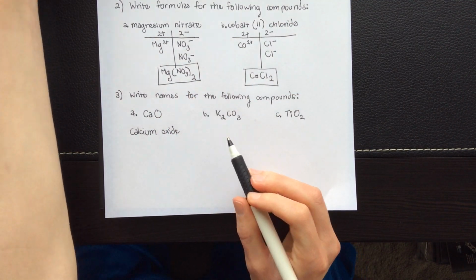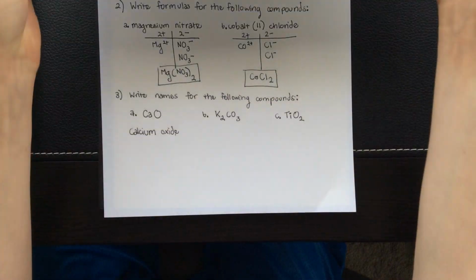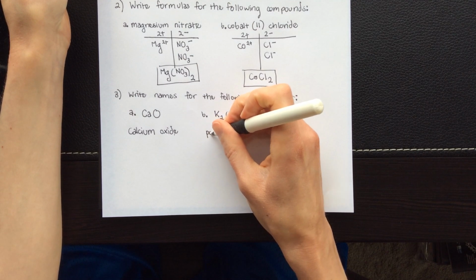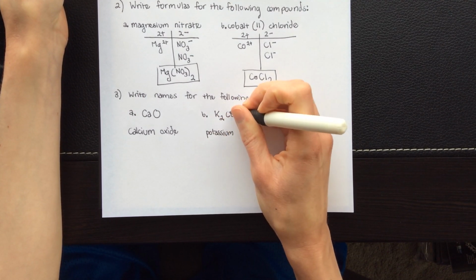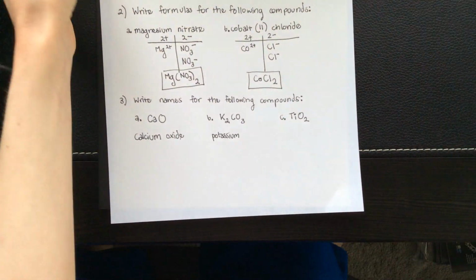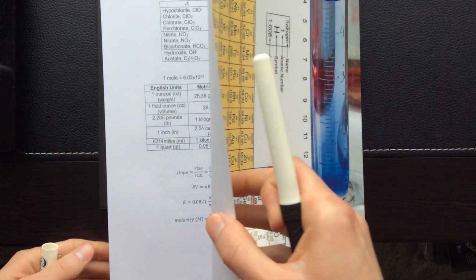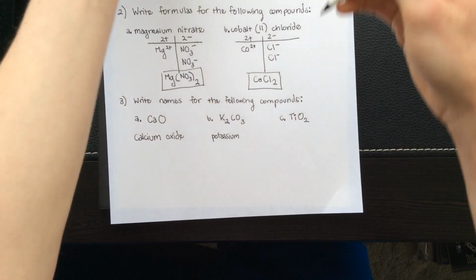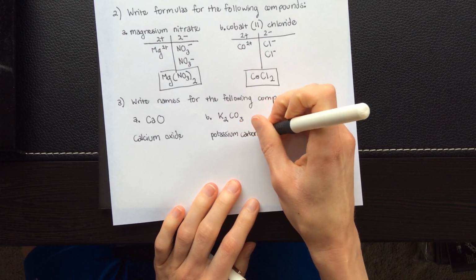Let's do K2CO3. K is not a transition metal, so we're just going to call it potassium. Now my anion is more than one type of element. It's C and O, so that tells me, oh, it's going to be a polyatomic ion. So I better look it up. And I look it up and I see that it's carbonate, CO3. So that's going to be potassium carbonate.